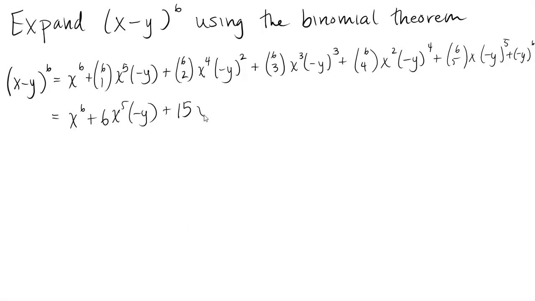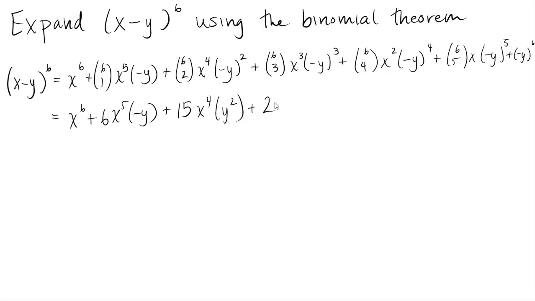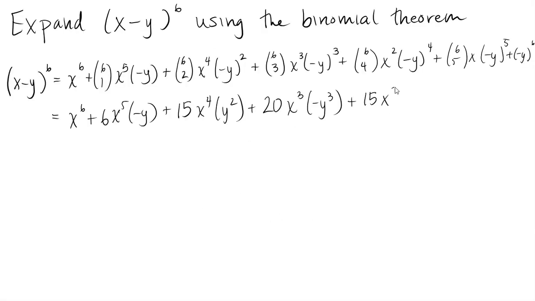Let me finish off this term first. This is x to the 4th, and the negation of y squared would be y squared. Negative times a negative is a positive. Now I need 6 choose 3. Go to the triangle. 6 choose 3 is 20, the next entry in the list. X cubed. A negative times a negative times a negative would still be negative, so this is minus y cubed. 6 choose 4 is 15, the next entry in that row. X squared. 4 copies of a negative would be positive, so this is positive y to the 4th.